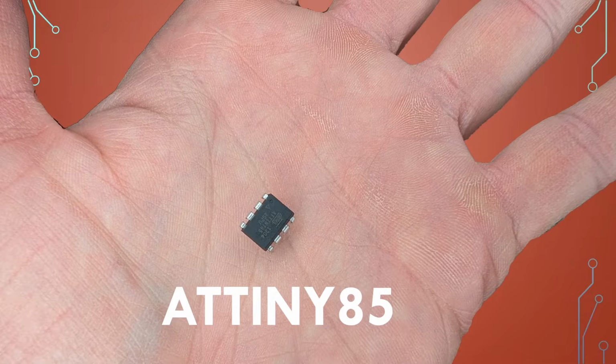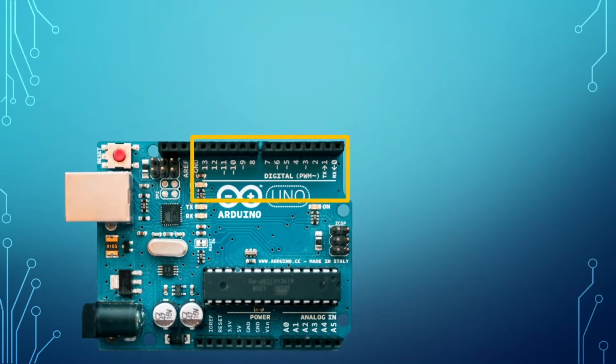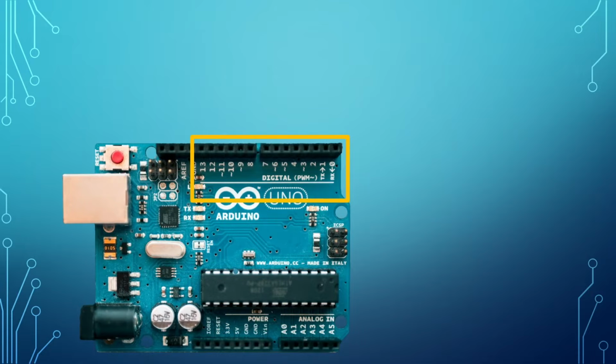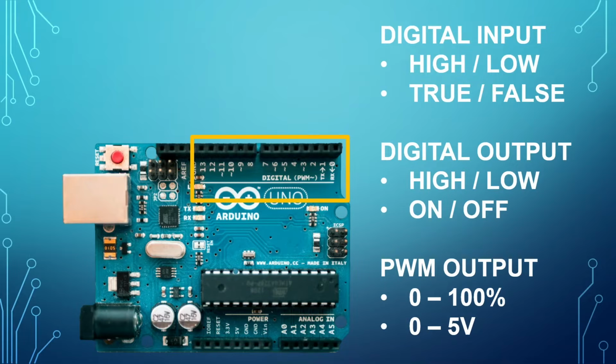If you only need a few inputs and outputs and need things to be small, this board is a great choice. Let's talk about the Arduino Uno board, starting with the 14 digital pins. These pins can be used as inputs or outputs.